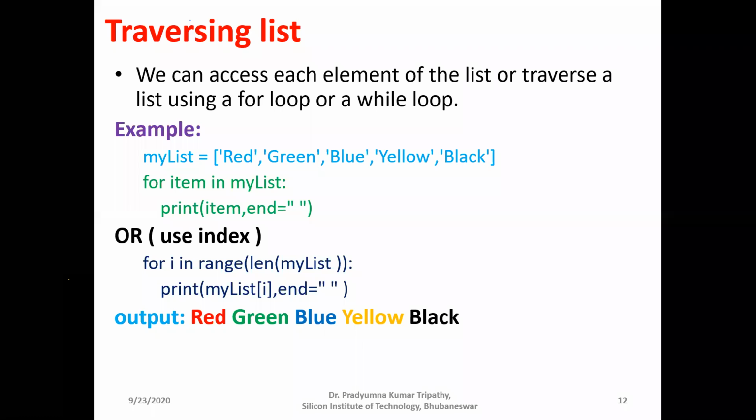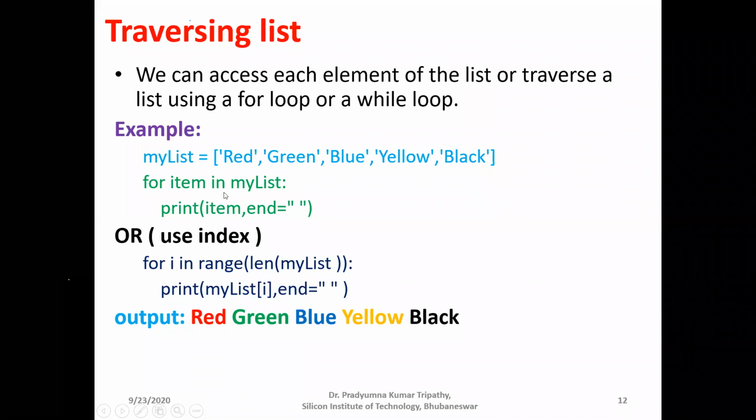Simple, let's say traversing a list. We can access each element of the list, or traverse a list, using a for loop or a while loop. We can use any kind of loop for traversing, maybe a while loop or for loop may be used for the purpose, right? So this is the list. Here I have taken red, green, blue, yellow, black. This is the list I have taken.